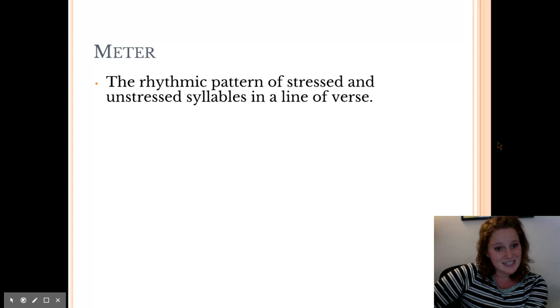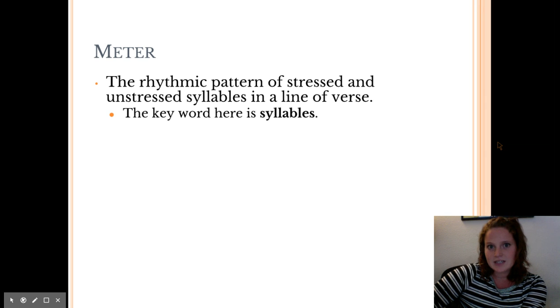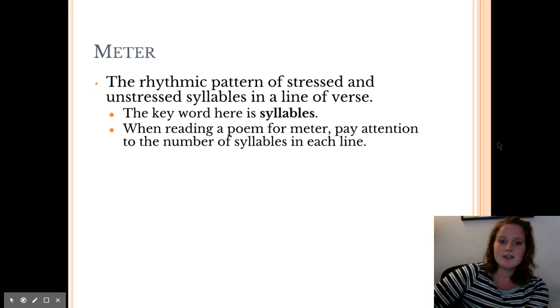Meter, and you should write this definition down, is the rhythmic pattern of stressed and unstressed syllables in a given line of verse. Really, when we're talking about meter, we're focusing on syllables. And when you're reading a poem for meter, you need to be paying attention to the number of syllables in each line.